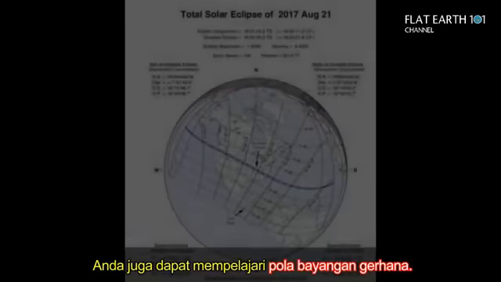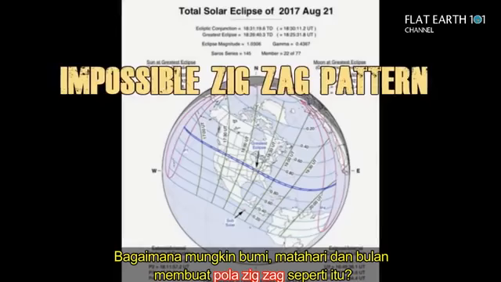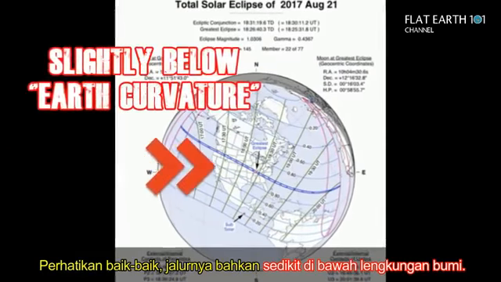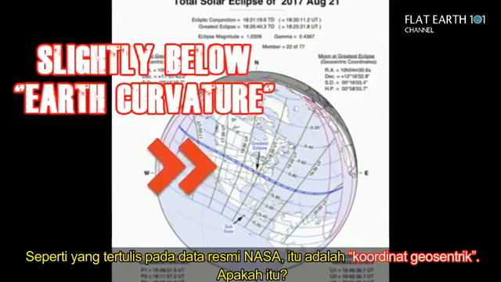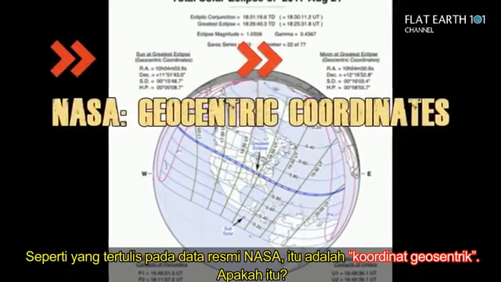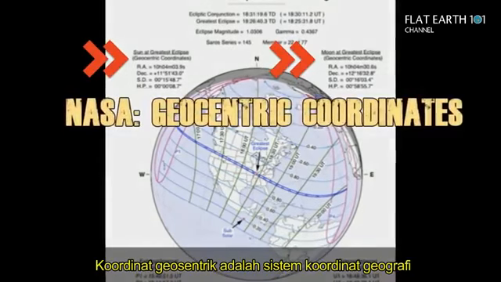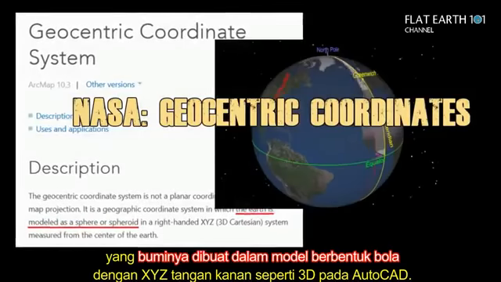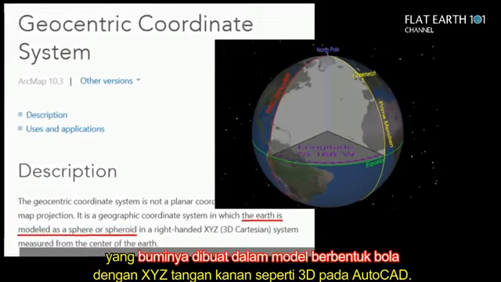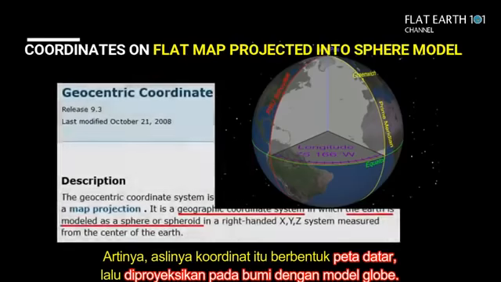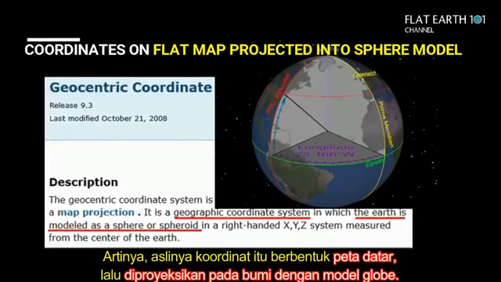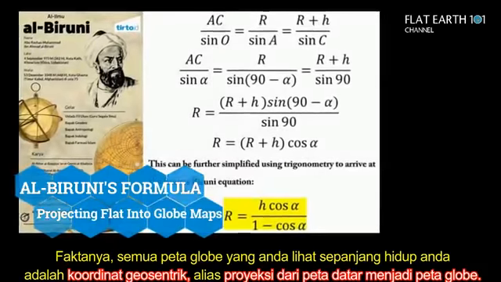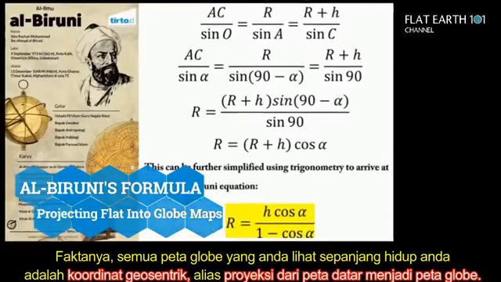You can also study the eclipse pattern. How can the Earth, the Sun, and the Moon create such a zigzag pattern? Look carefully. The path even goes slightly below the Earth's curvature. As NASA wrote in its official data, it is a geocentric coordinate. What does it mean? Geocentric coordinate is a geographic coordinate system in which the Earth is modeled as a sphere or spheroid in right-handed XYZ, like 3D in AutoCAD. That means originally the coordinate is on a flat map, then projected onto the Earth globe model. In fact, all globe maps that you've seen in your entire life are a projection from a flat map to a globe map.